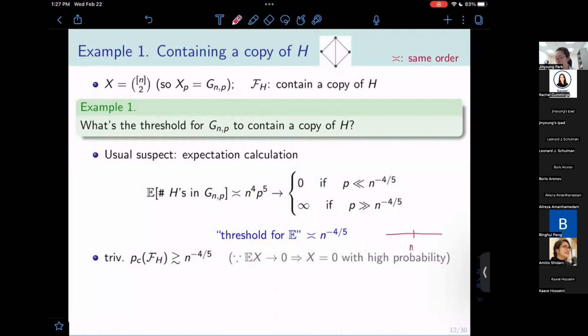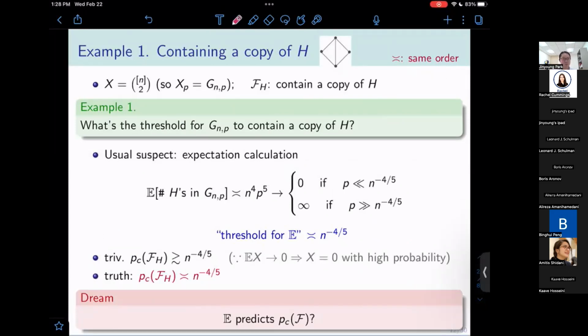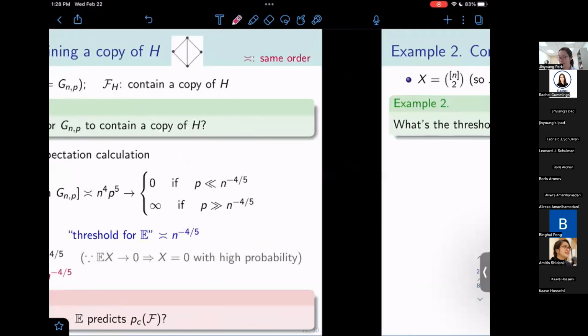So if we are below n to the negative 4/5, then it is unlikely that G(n,p) contains a copy of H. By the definition of thresholds, the threshold for this increasing property must be at least as large as n to the negative 4/5. So this is a lower bound on the threshold. But in fact, we know that the actual threshold for this increasing property is equal to this trivial lower bound. We use the second moment method to prove this, but let me not go into the details. The lesson from this example is that, at least here, the threshold for the expectation predicts the right threshold. After learning about this example, maybe we can dream that this easy expectation computation always predicts the right threshold. But this is not true, and we're going to see that in the second example.